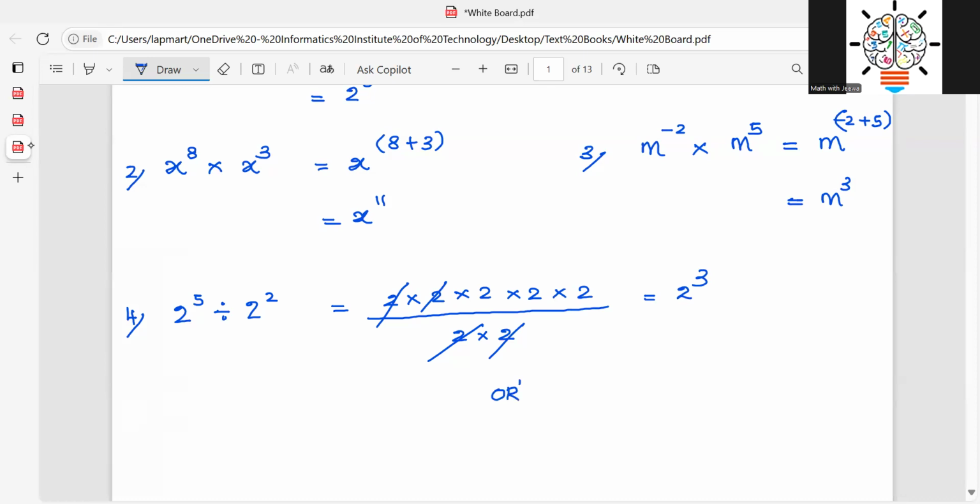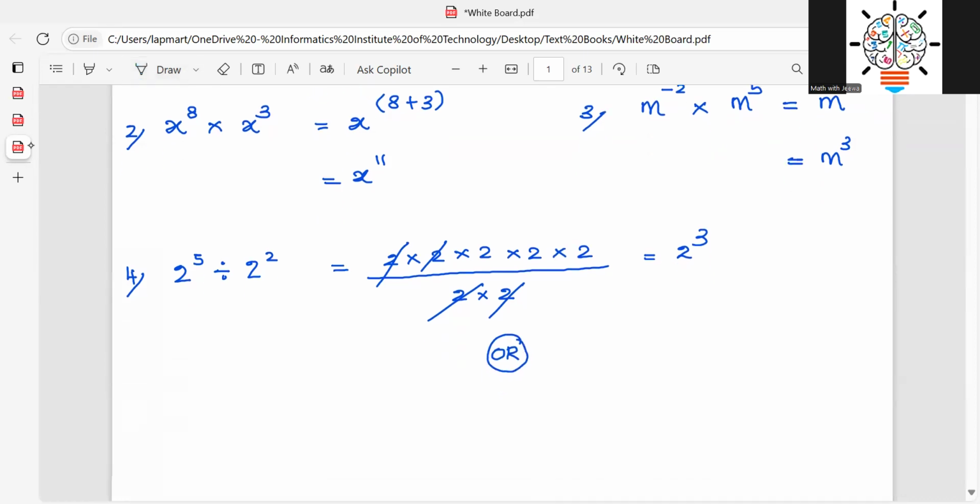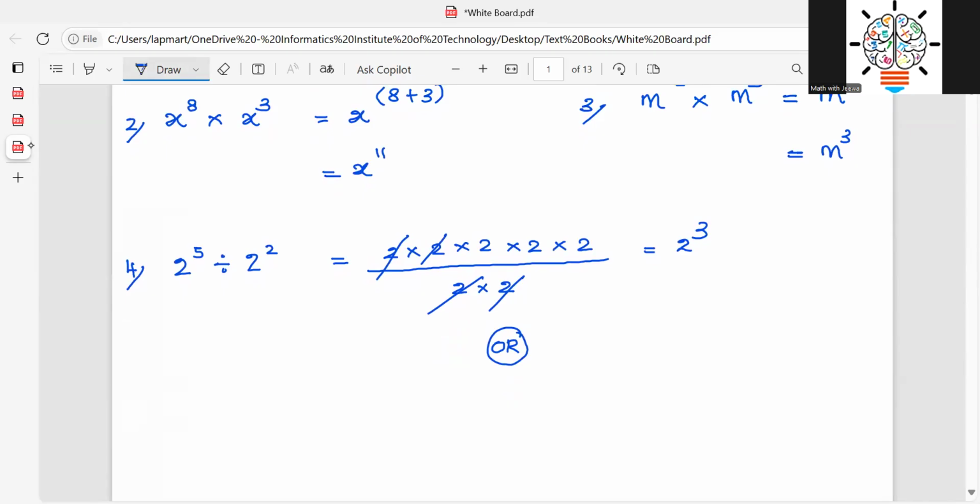Or the same thing I can do in another way. Here this is a division and the same base value. What you are supposed to do, we just subtract the indices, right? So then it is 2 to the power of 5 minus 2, it is 3. Right? The same way that you can do all these steps, the two conditions. So it should be either multiplication or division, and they should have the same base value, right?